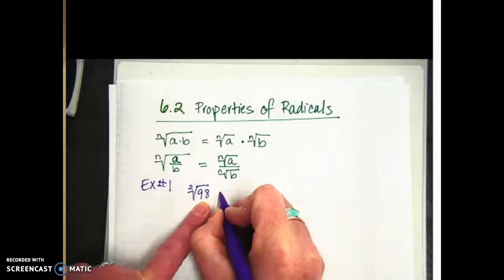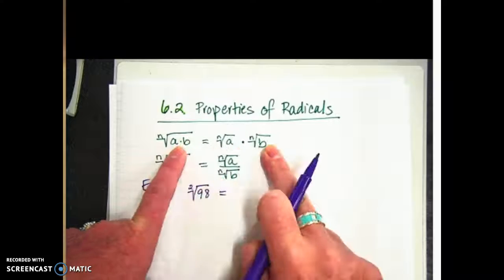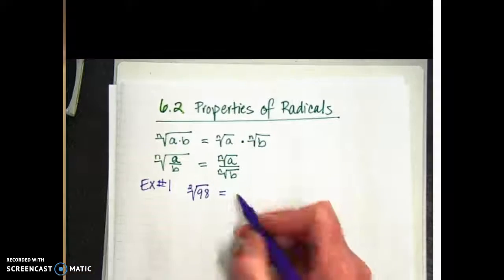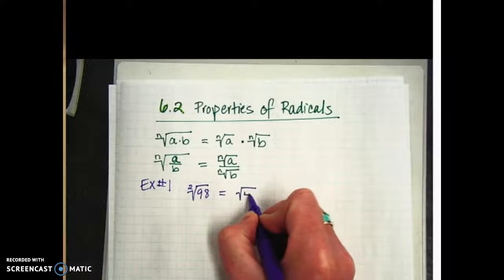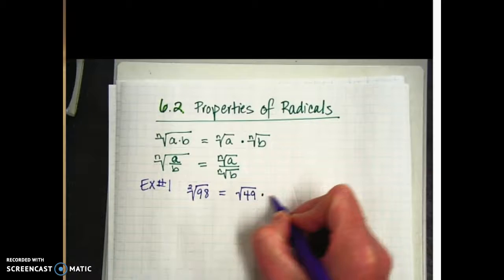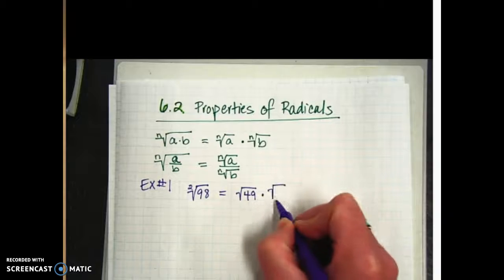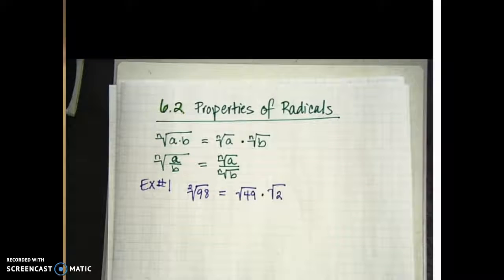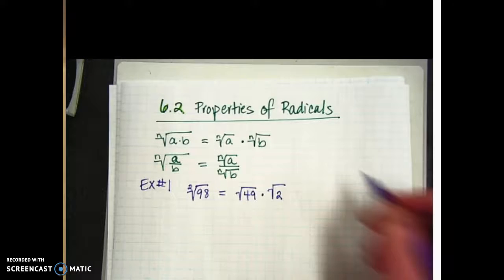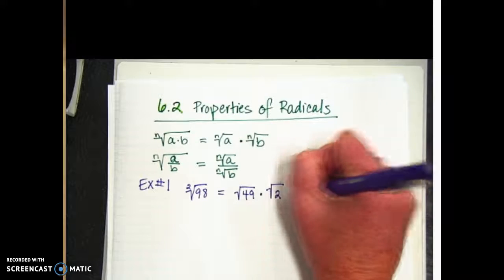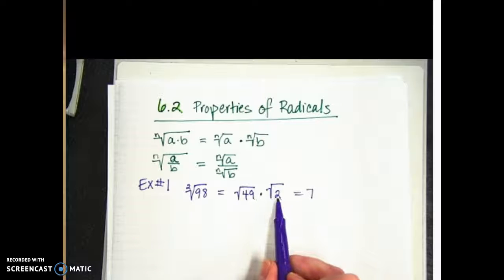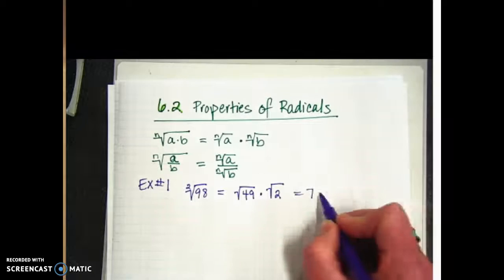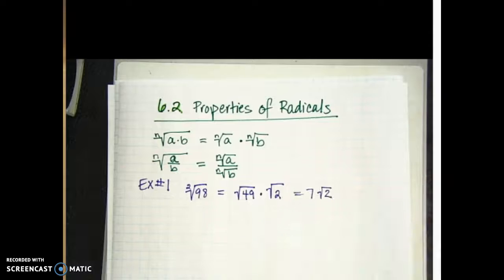49 is one. So we're going to use this first property, which says we can separate it to the square root of 49 times the square root of 2. So then you just take the square root of 49, you get 7, and then 2 does not have any perfect square factors, so we just write the square root of 2. Any questions on example 1?